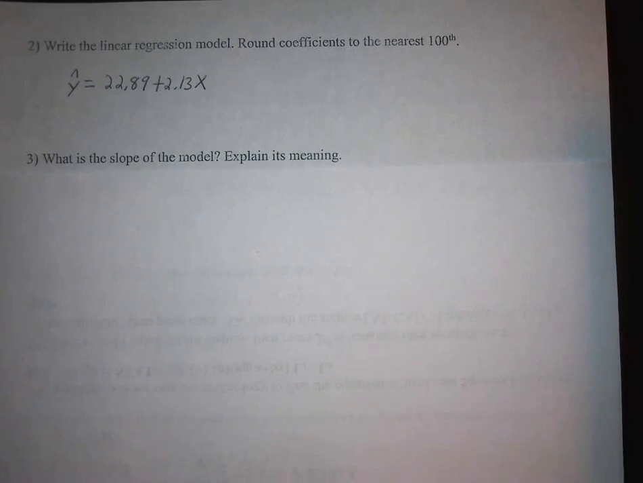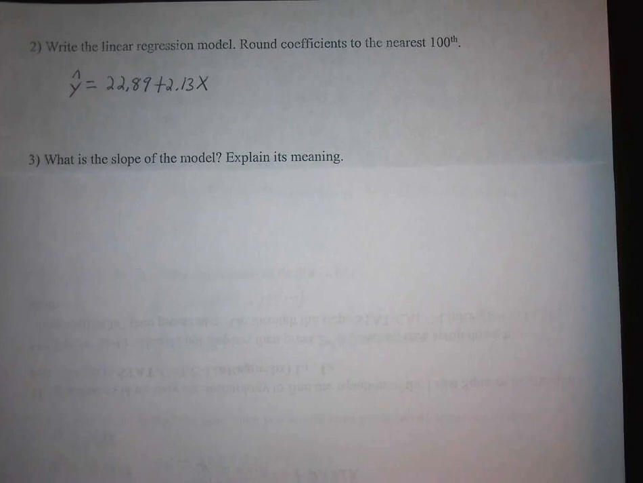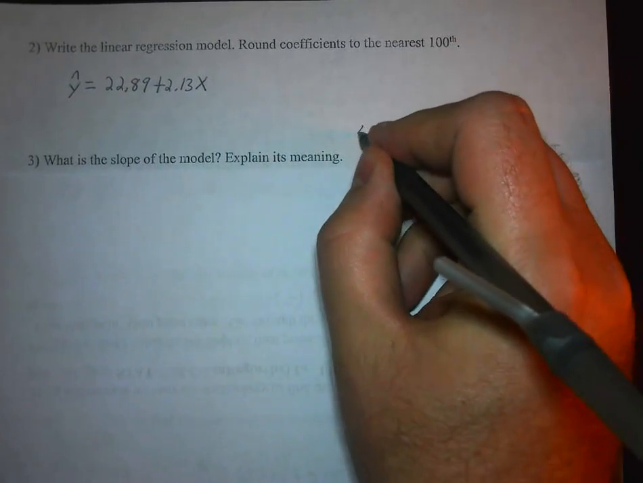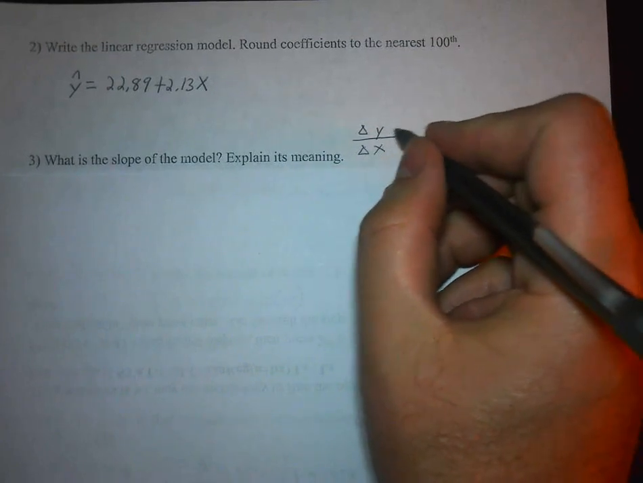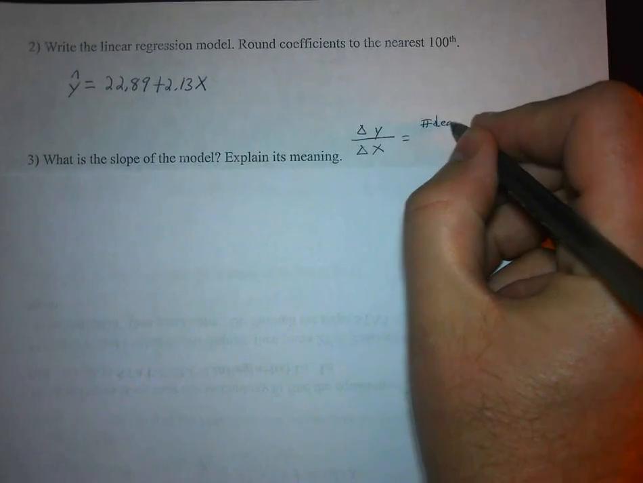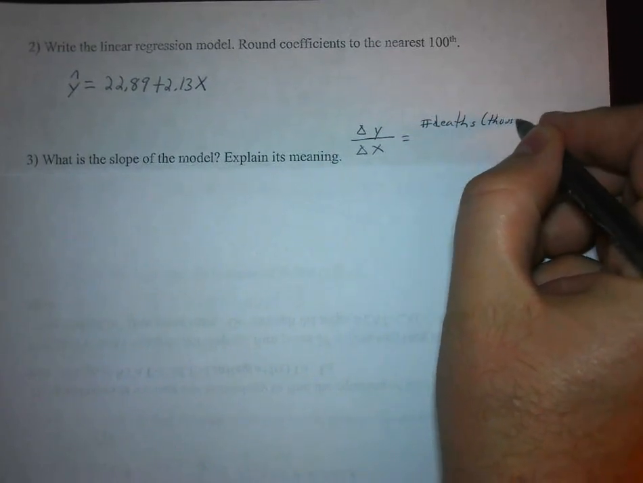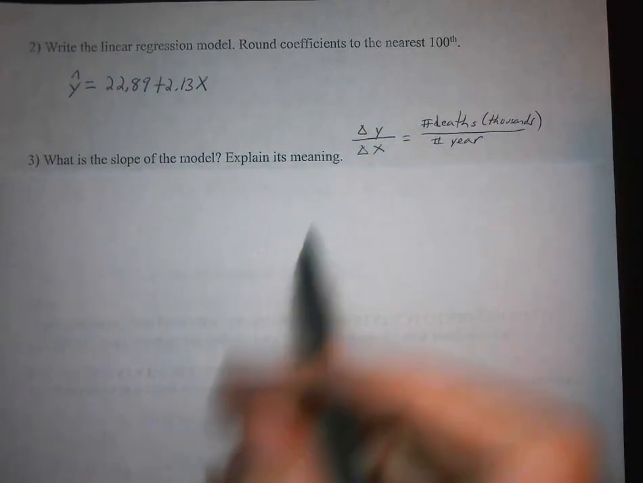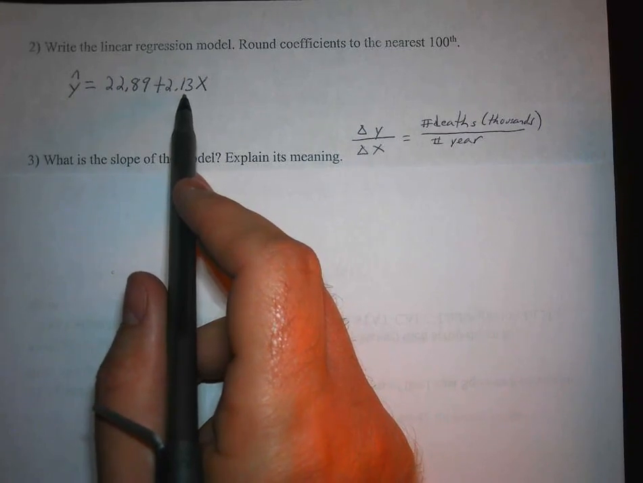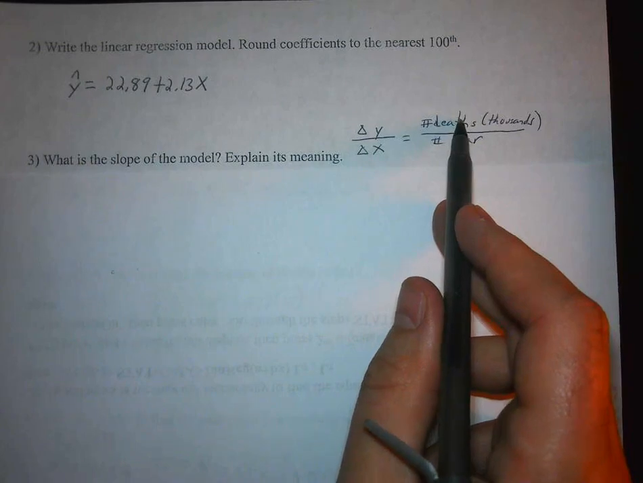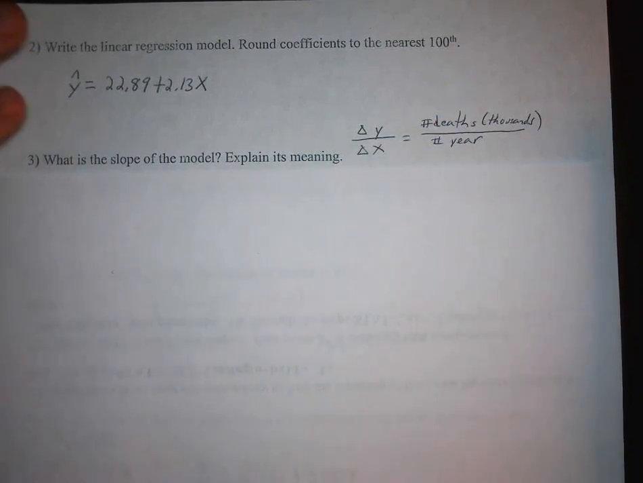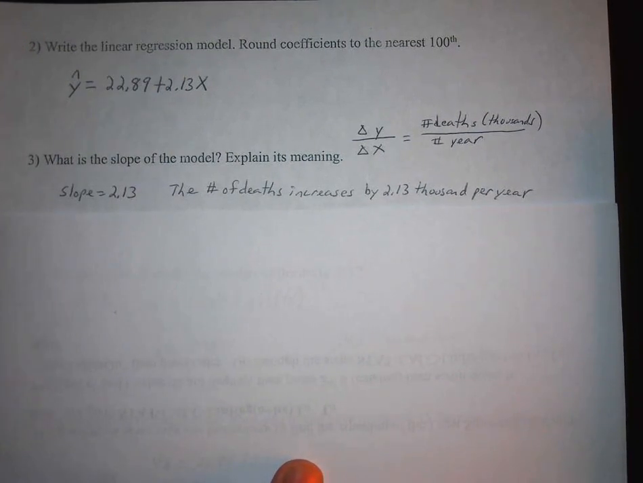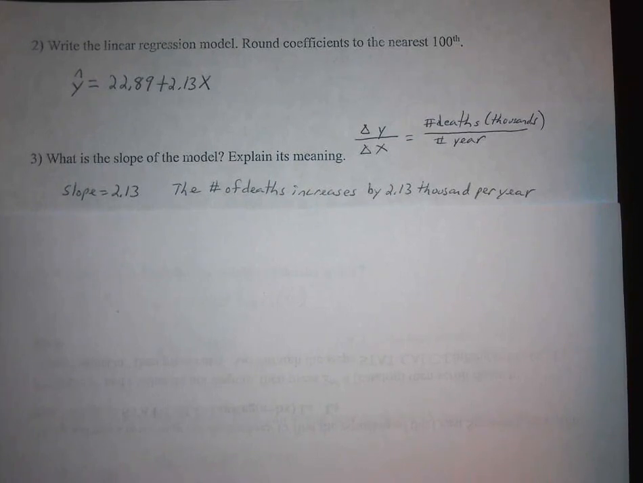Okay, so number 3, the slope of the model and explain its meaning. Well, the slope is 2.13. And remember that slope in general is the change in y over the change in x. Well, the change in y in this case is the number of deaths in thousands. And the change in x is just the years that go by. So when we look at 2.132, or 2.13, we have 2.13 thousand deaths per year. So all the slope is telling us, because it's positive, is that the number of deaths is going up by 2.13 thousand per year.